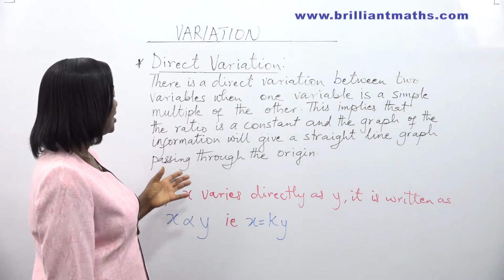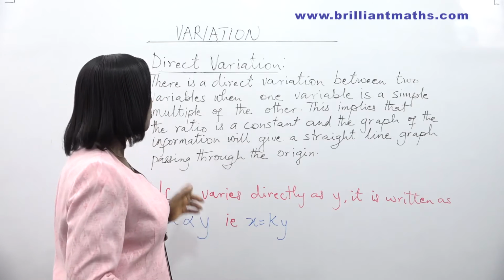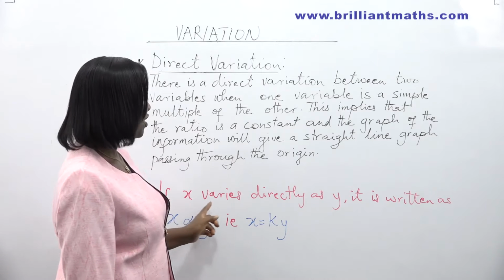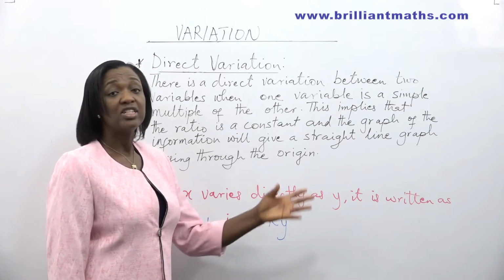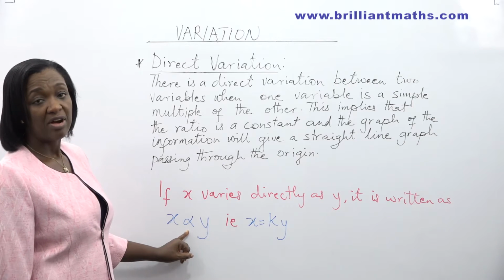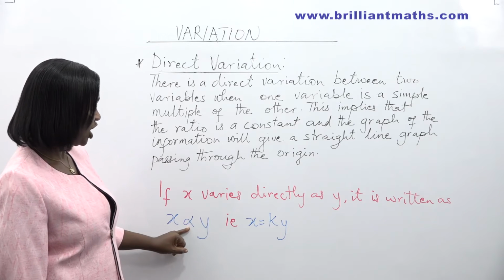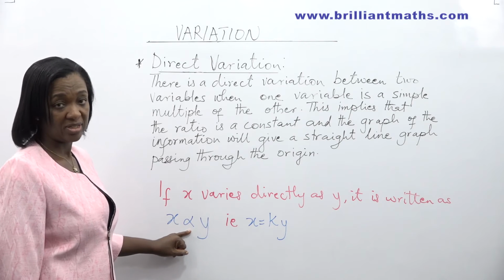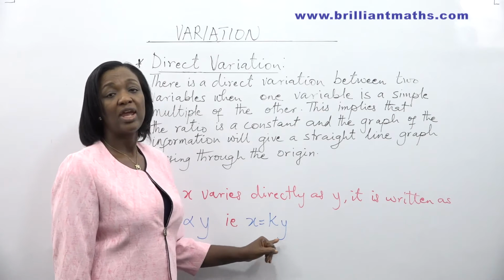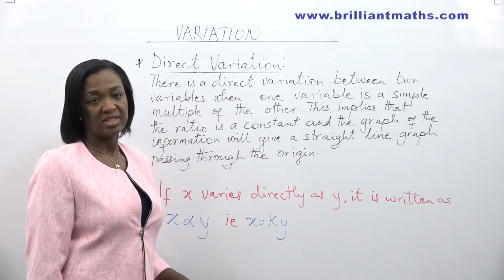This implies that the ratio is a constant, and if you plot the graph of that relationship, it will be a straight line passing through the origin. So for example, if x varies directly as y, it is written as x varies directly as y. But you have to change this sign of variation into a constant, and it becomes x is equal to ky. The k is called the constant of proportionality.